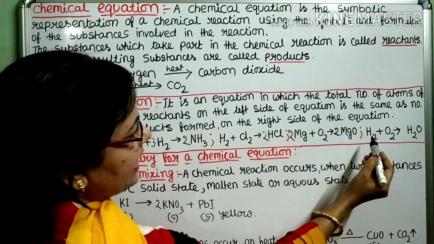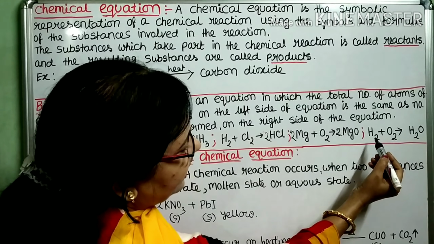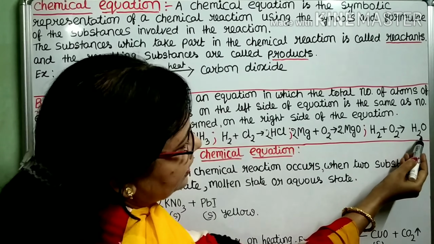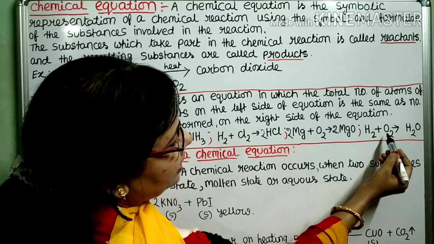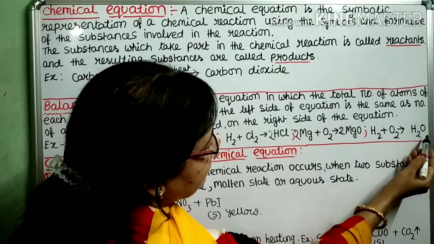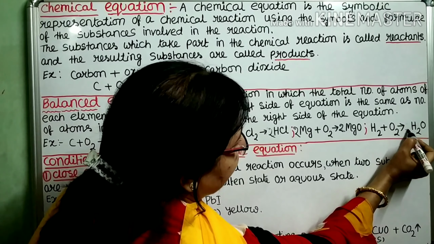Next, when hydrogen reacts with oxygen, water is formed. Now on the left side there are 2 hydrogen atoms. On the right side also 2 hydrogen atoms are present. But in the case of oxygen, here 2 oxygen atoms are present, but on the right side 1 oxygen atom is present. So I am writing 2 here also.